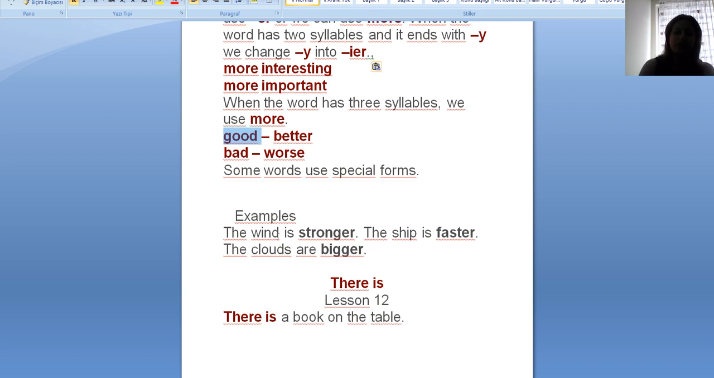Examples: the wind is stronger. The ship is faster. The clouds are bigger.